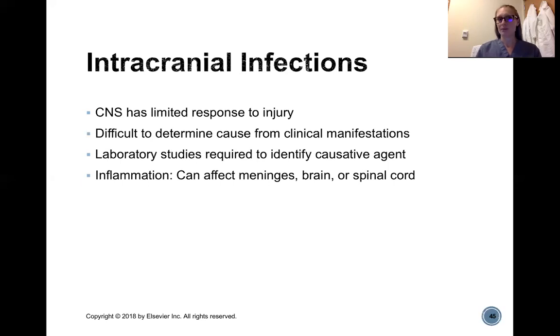Moving on to intracranial infections. The central nervous system as a whole has a limited response to injury. It doesn't have a lot that it can do. When we do end up having an injury or even an infection, a lot of the time we end up with acute febrile encephalopathy, which is going to cause inflammation in the brain.